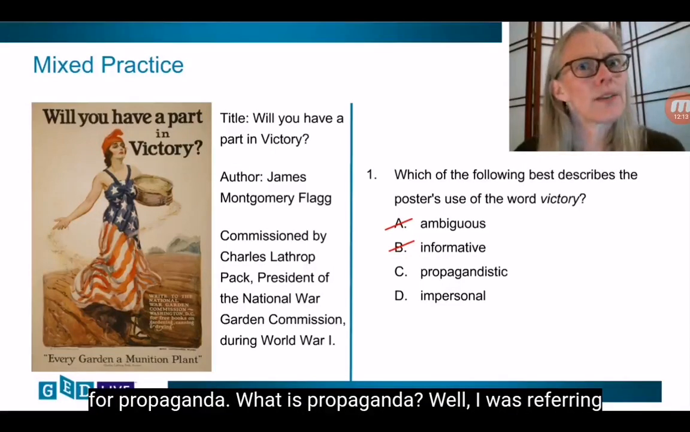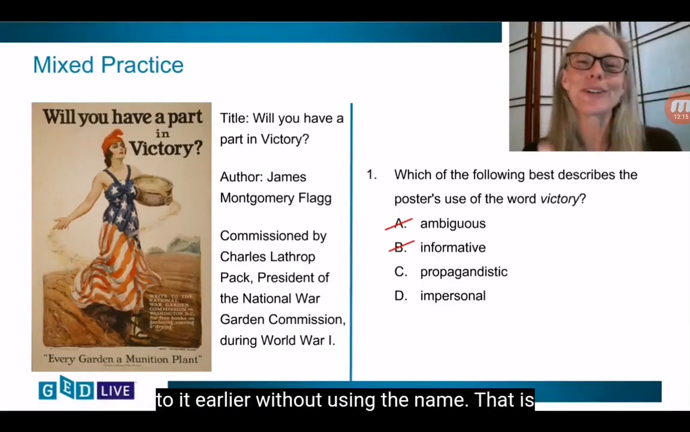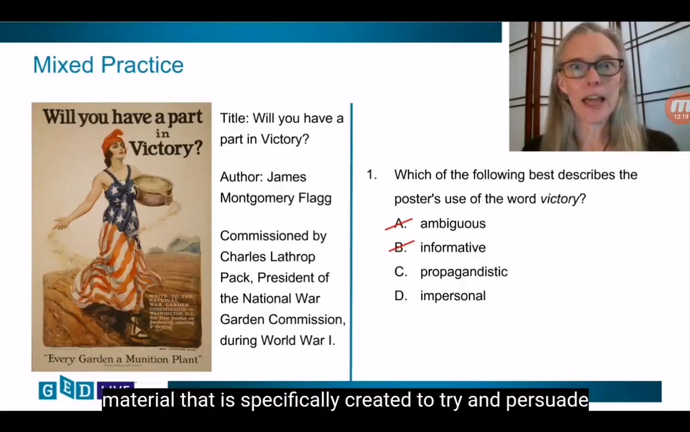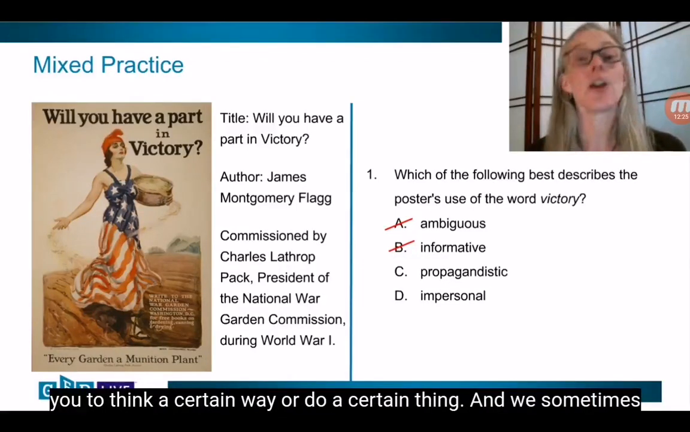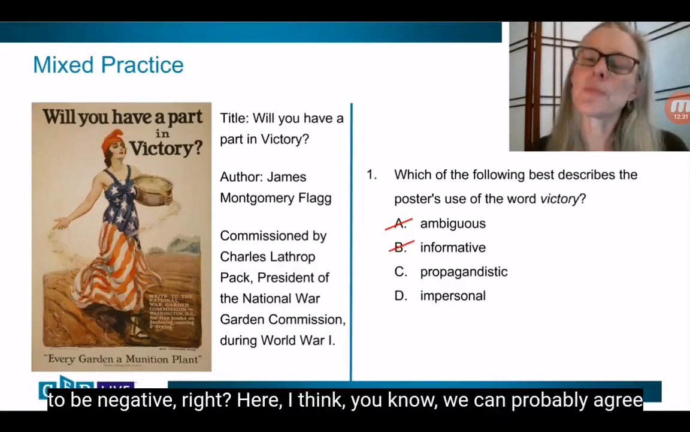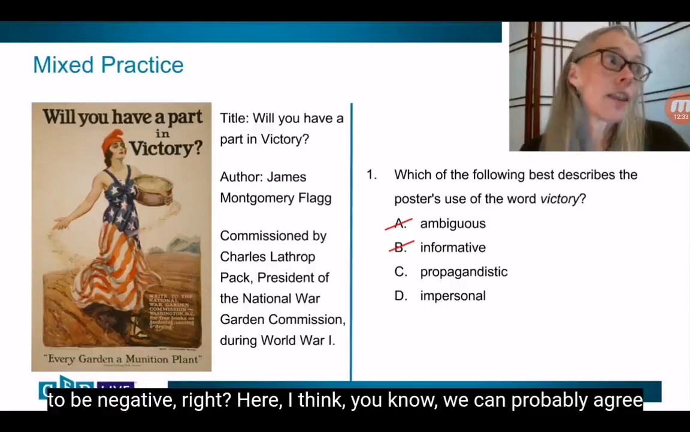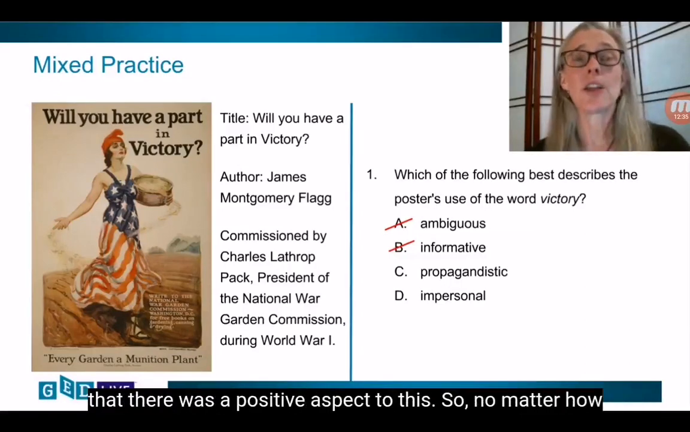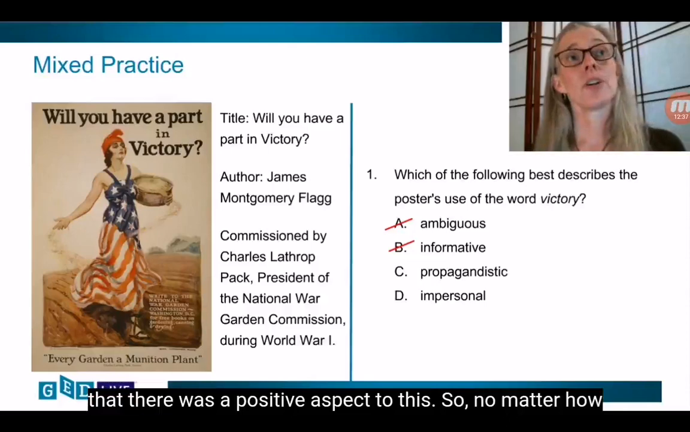What is propaganda? Well, I was referring to it earlier without using the name. That is material that is specifically created to try and persuade you to think a certain way or do a certain thing. And we sometimes think of propaganda as a negative thing, but it doesn't have to be negative, right? Here, I think, we can probably agree that there was a positive aspect to this.